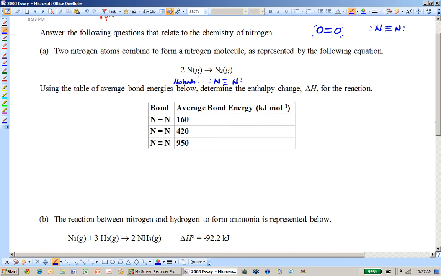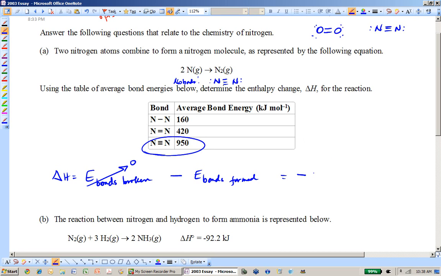All right, so using the table of average bond energies to determine the enthalpy change for the reaction. Well, delta H equals the energy of the bonds broken minus the energy of the bonds formed. Well, you didn't break any bonds, so that's 0 because those were atoms. So this is a pretty easy question. I know it's triply bound. I put a minus sign on the 950. I grab the units and don't get creative. And I'm done. There's my answer.